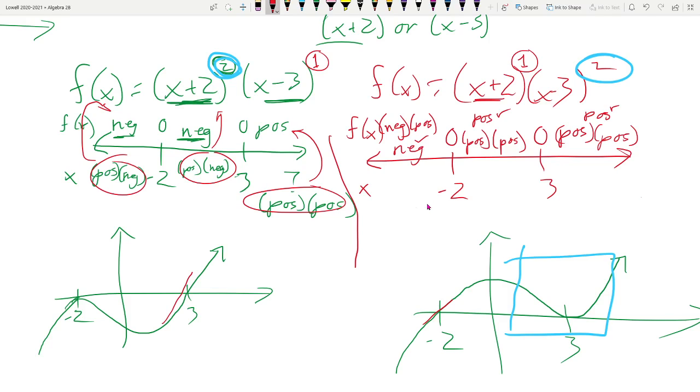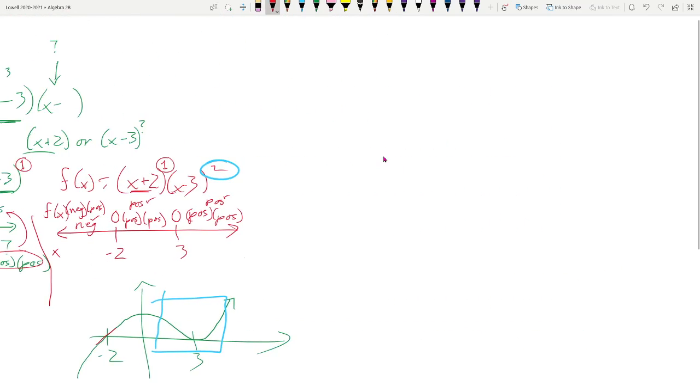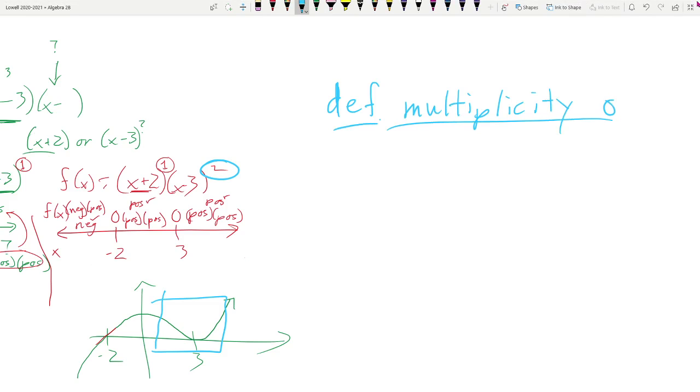This has a direct effect on the graph, so let's break down some vocabulary. The multiplicity, fancy word, but it really doesn't have too crazy a meaning, of a root is the number of times it occurs. That sounds a little weird, but it's the number of times it occurs.